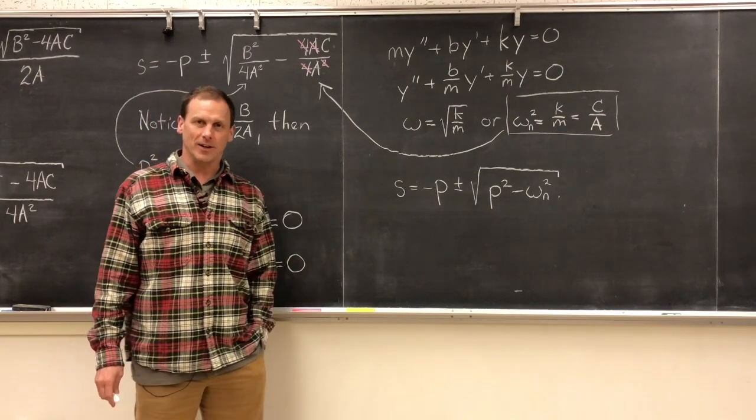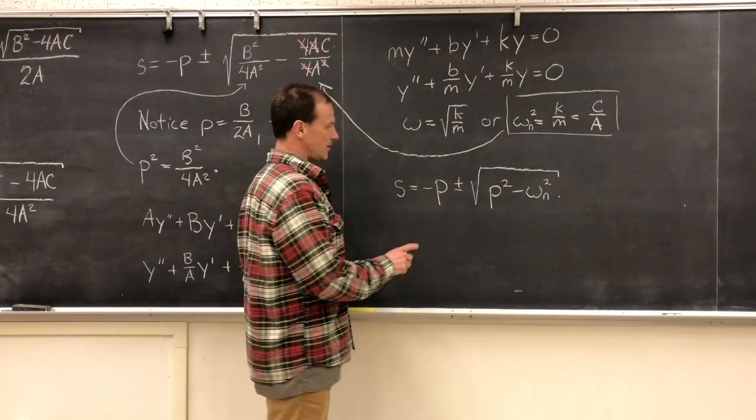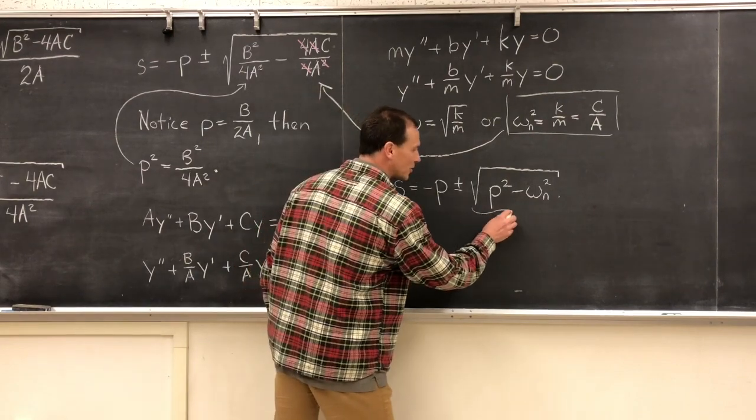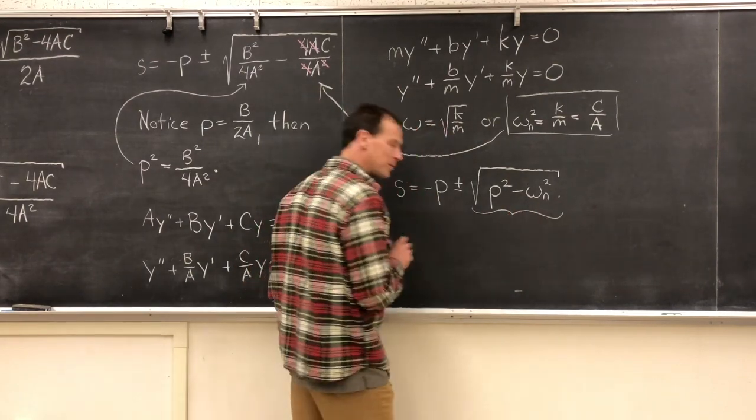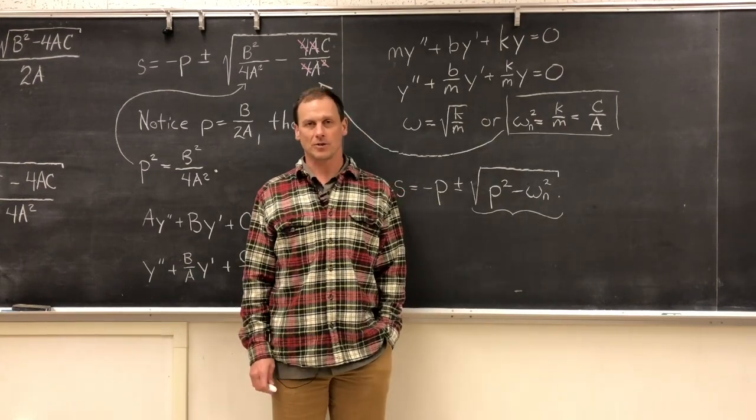In our next video, or in our next videos, we're going to take a look at the discriminant here. As this number here changes, what does that tell us about the solutions that we're finding?